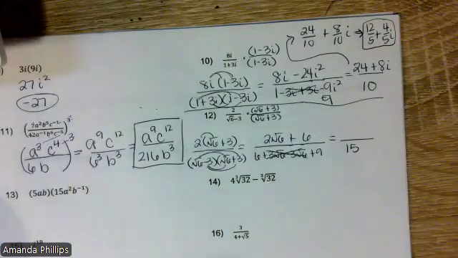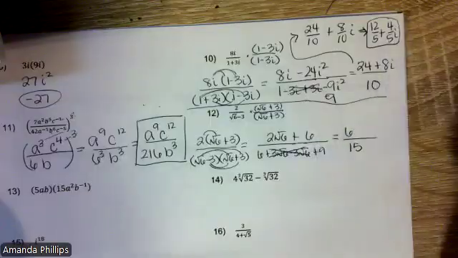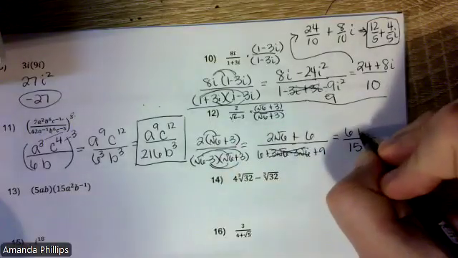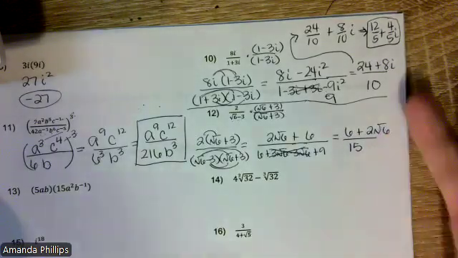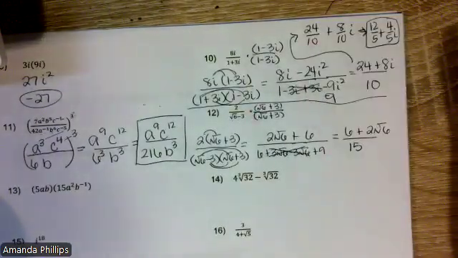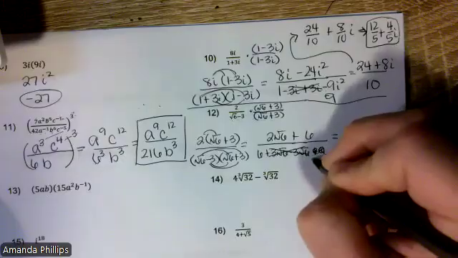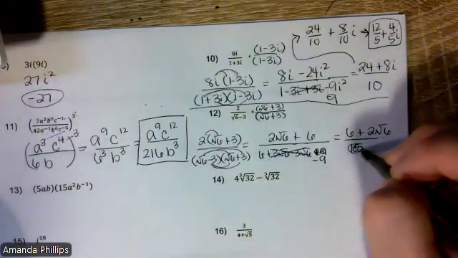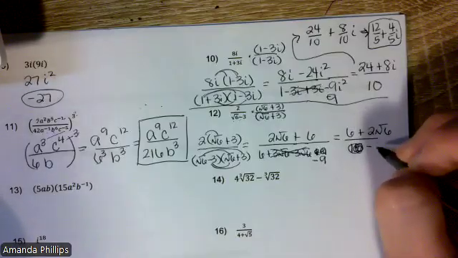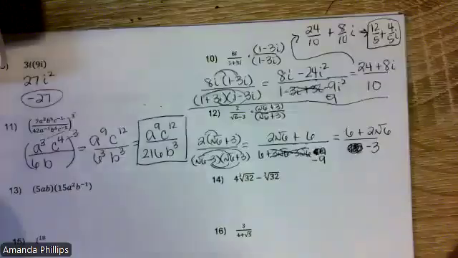Okay, and so what I'm going to do is rewrite it with the whole number leading. So 6 plus 2 square root of 6. I messed up there. Sorry, that should be a minus 9. 6 minus 9. So this is not going to be 15. This is going to be -3. Sorry. You guys probably caught that and I didn't.